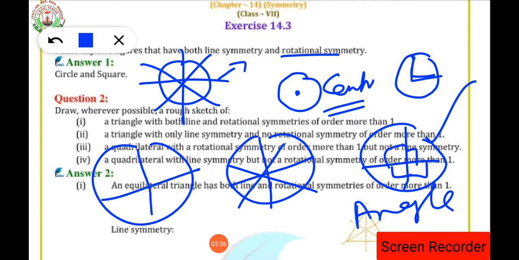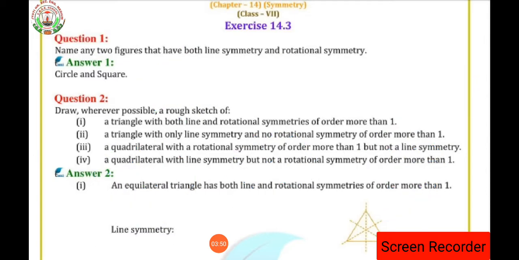The third condition is the order of rotation. If we rotate the circle by 90 degrees, how many rotations will take place in order to come to its original position? It will take 4, because 90 here, 90 here, 90 here, 90 here. The 4 angles are 90 degrees, that means order of rotation 4. Hence a circle is an example of a figure which has both line of symmetry and rotational symmetry. So have you understood why the circle is considered to have both line symmetry and rotational symmetry? The circle is the best example.